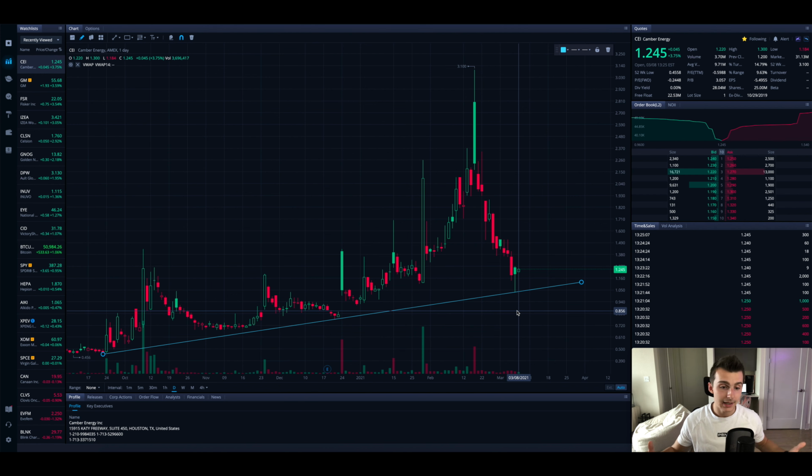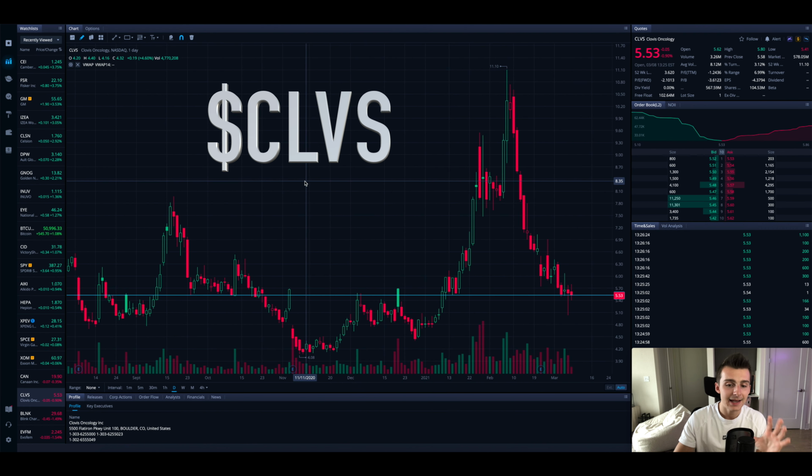You can draw them on the bottoms of candles, that's support. And many times you can also find areas where prior resistance becomes new support. Let me show you that really quick. I'm going to use this stock CLVS as an example. I already have a horizontal line drawn in.